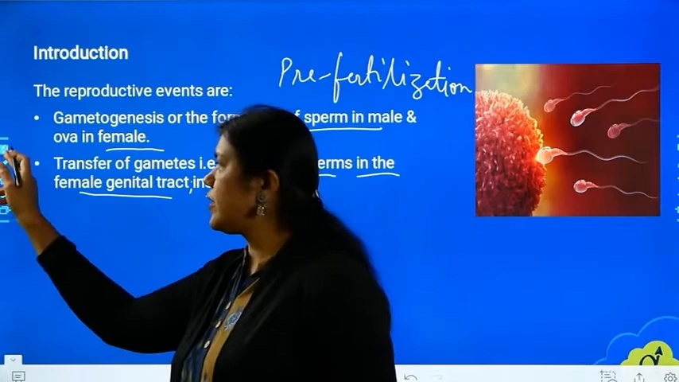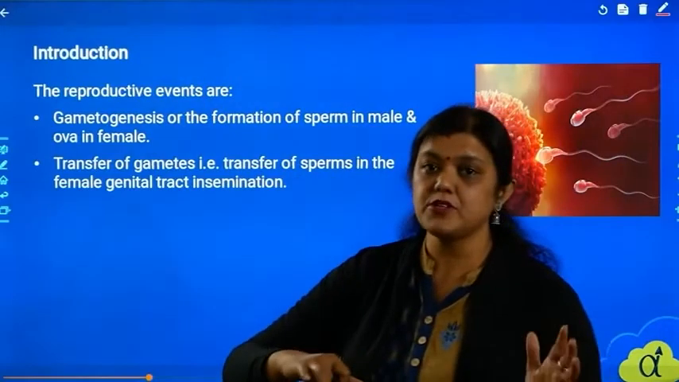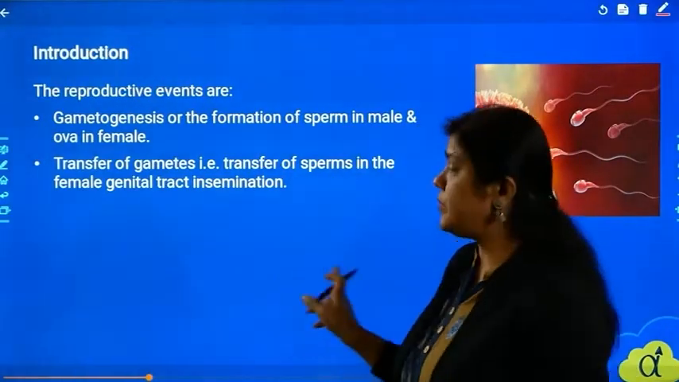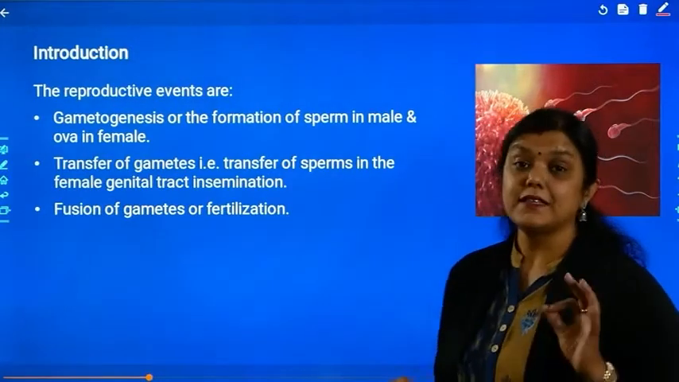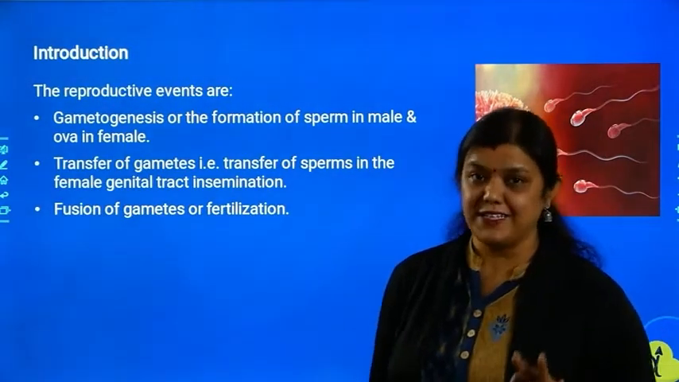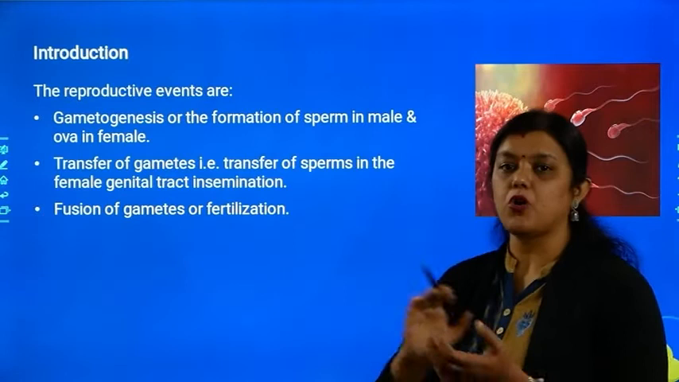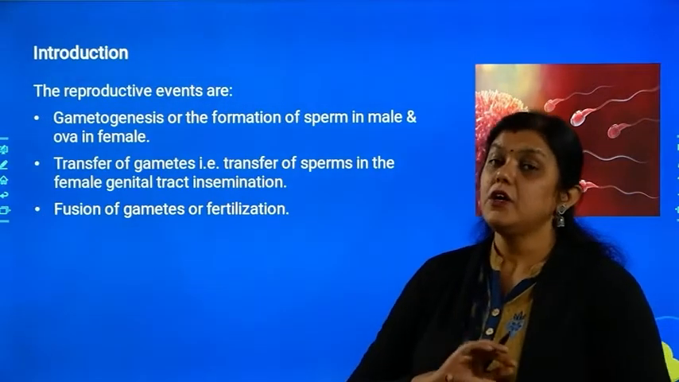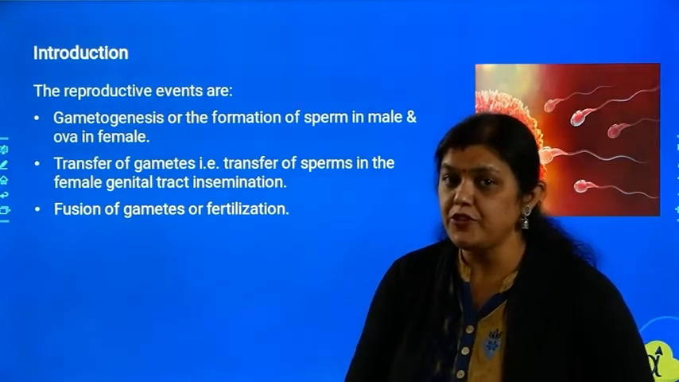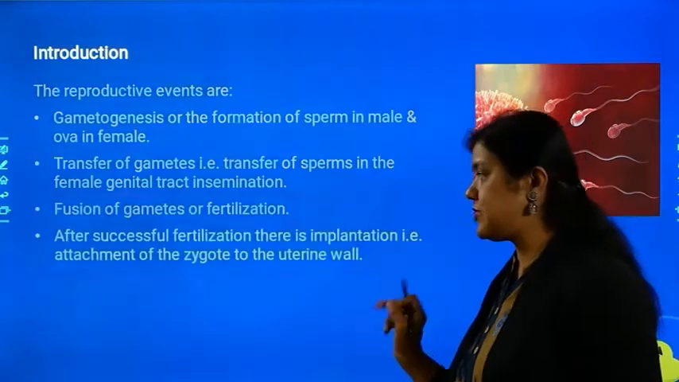So here we got the definition of insemination. Insemination means transferring the sperm into the female genital tract. Then the third step is fertilization, that is fusion of gametes. When the male and female gamete combine with each other, the process is called fertilization.